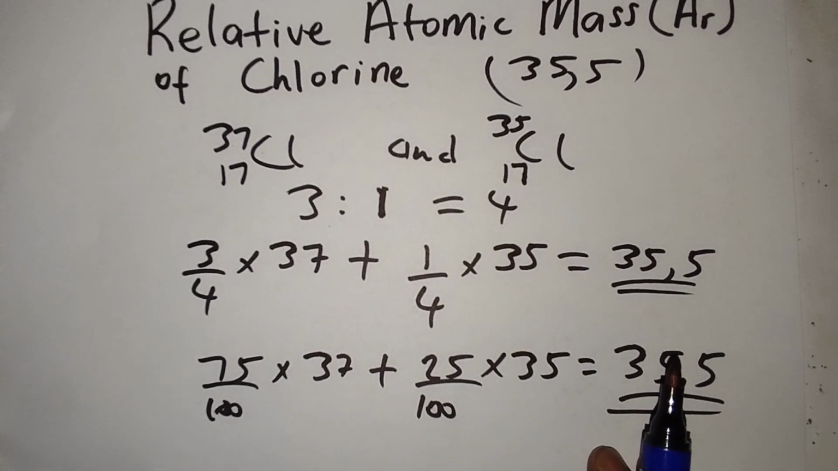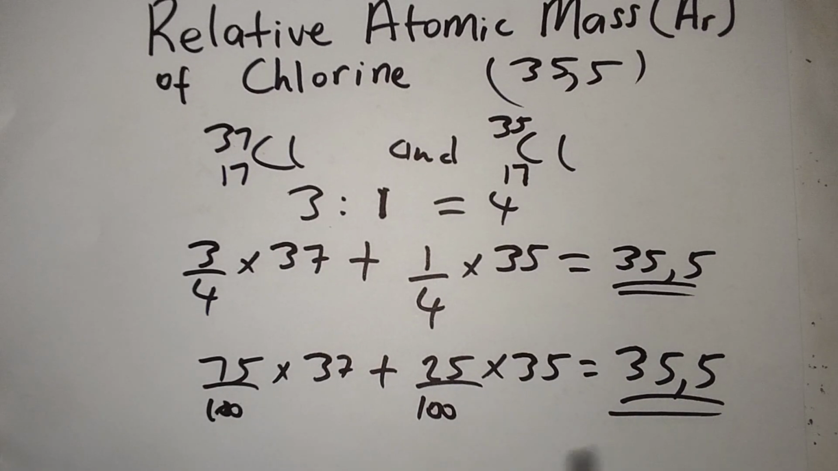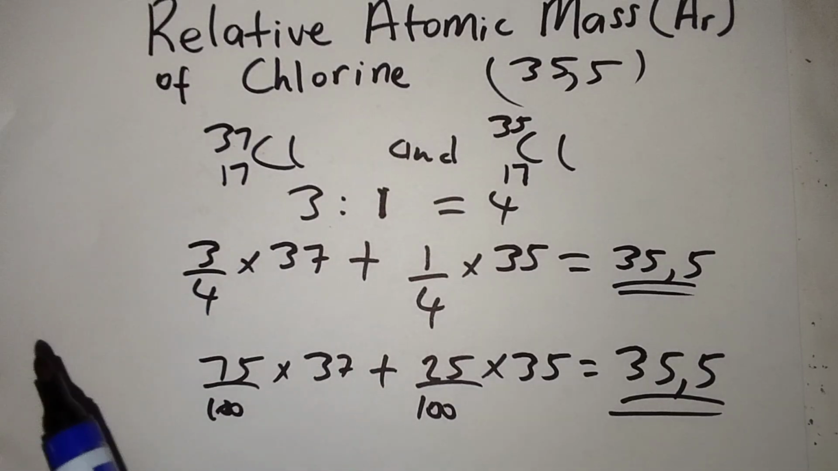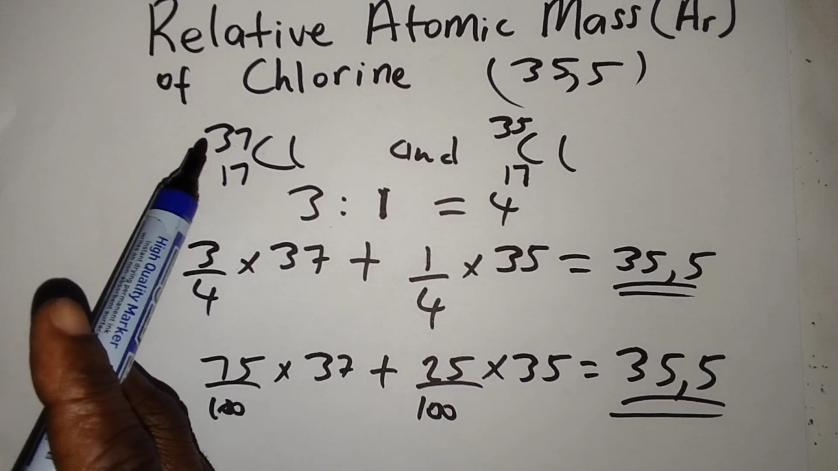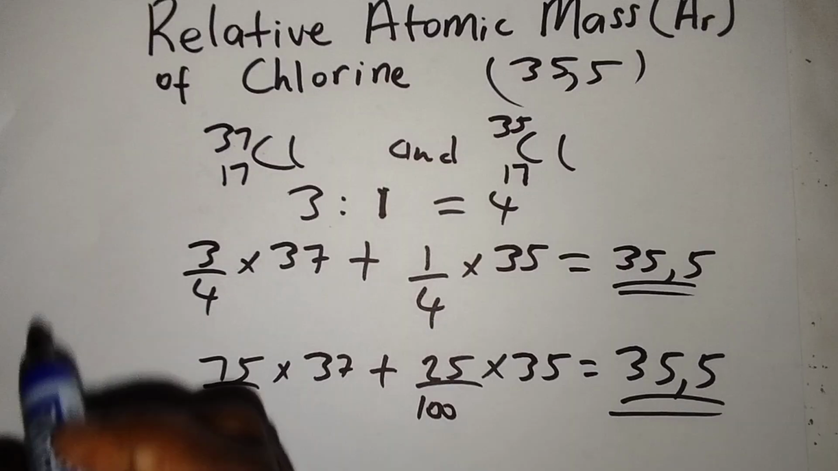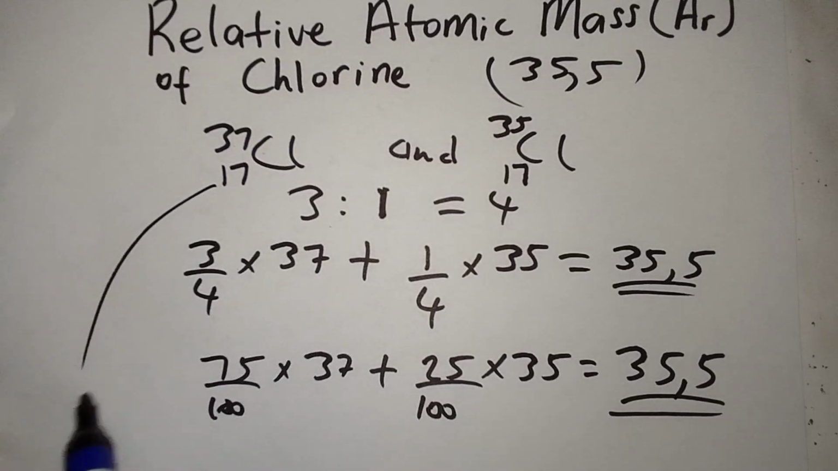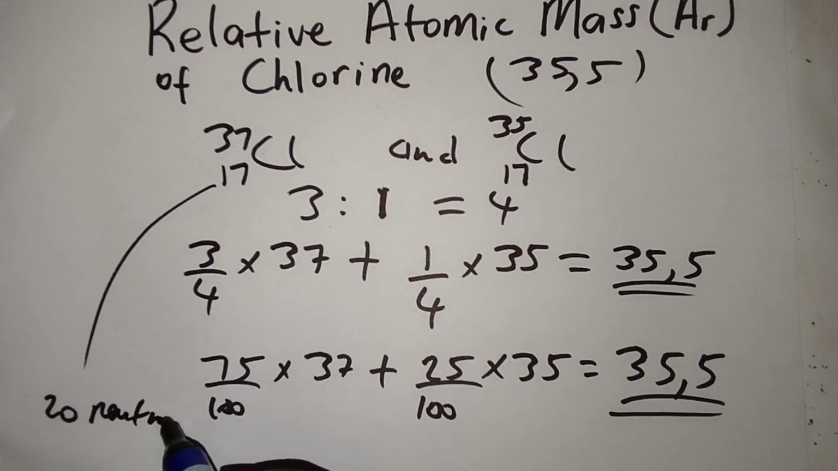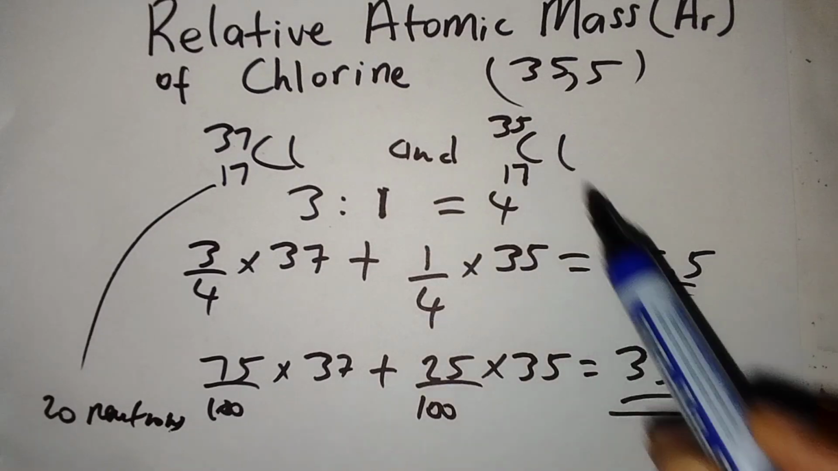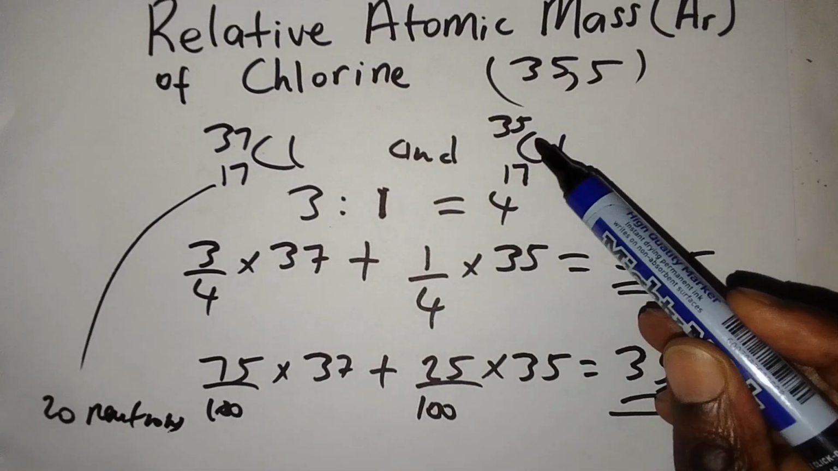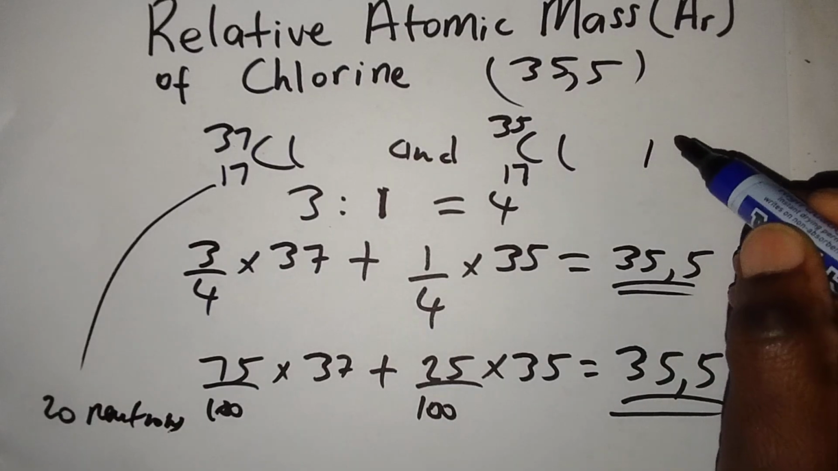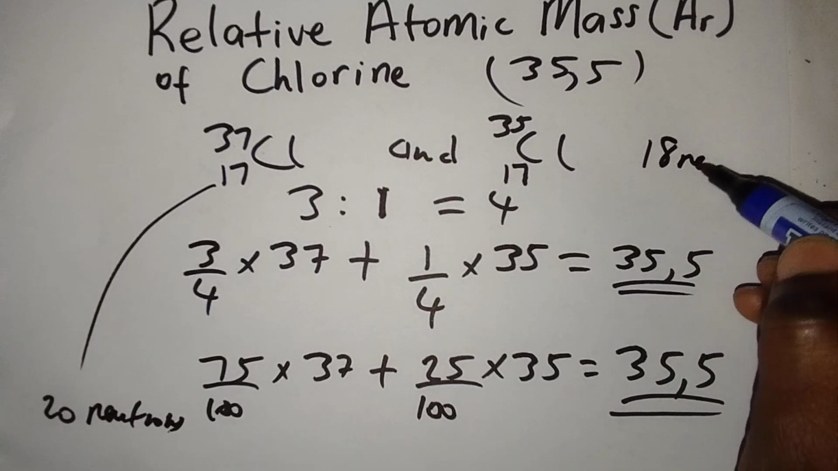If you want to know the number of neutrons in the chlorine isotope which has the mass of 37, you simply say this mass number 37 minus 17 and you get 20. So this one has got 20 neutrons. Here again, for you to know the number of neutrons of this chlorine 35, say 35 minus 17 and you get 18 neutrons.